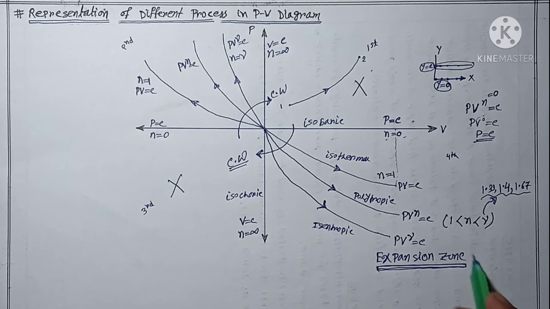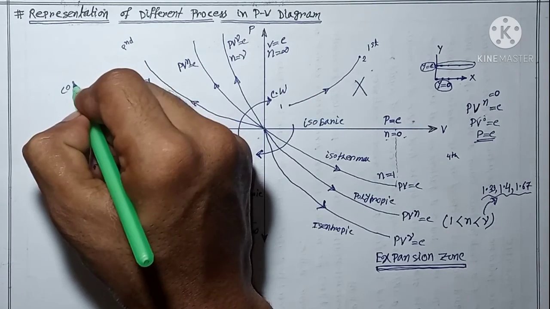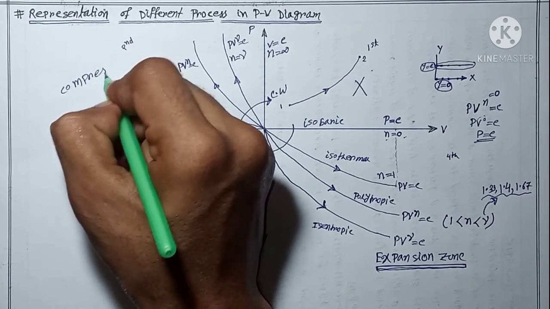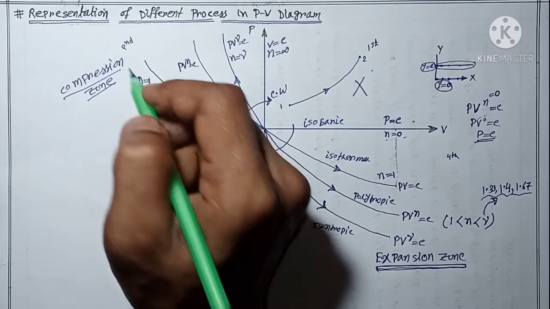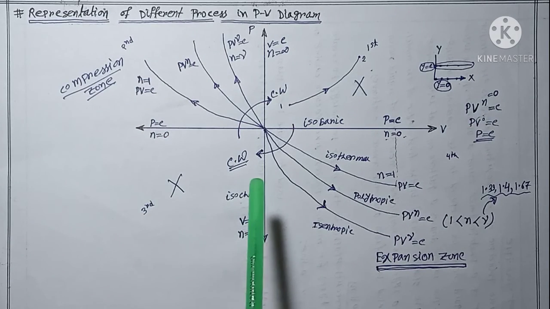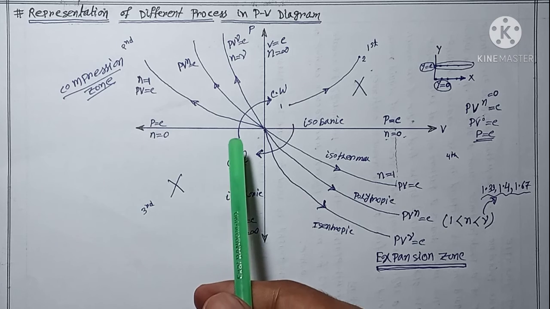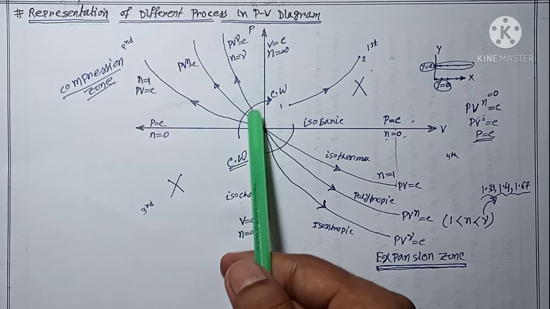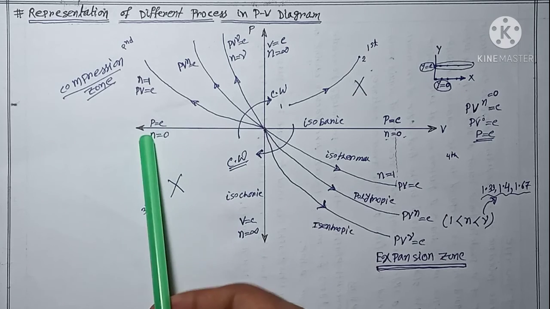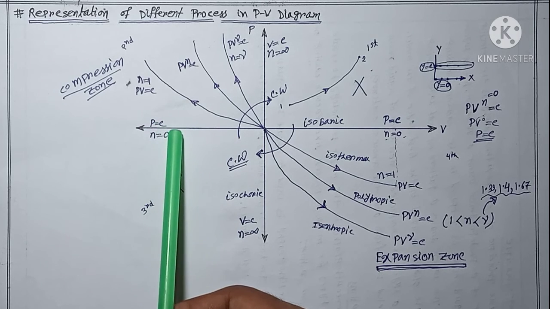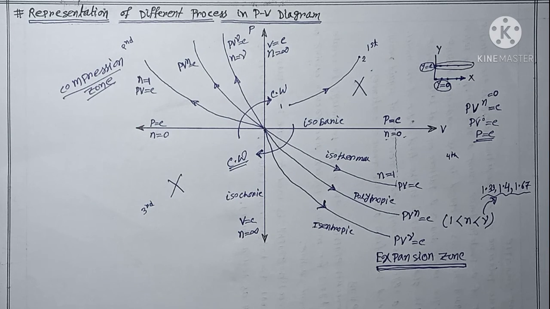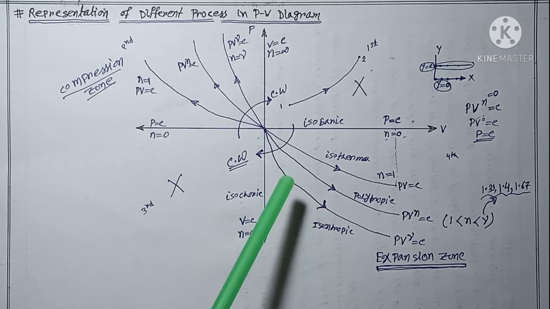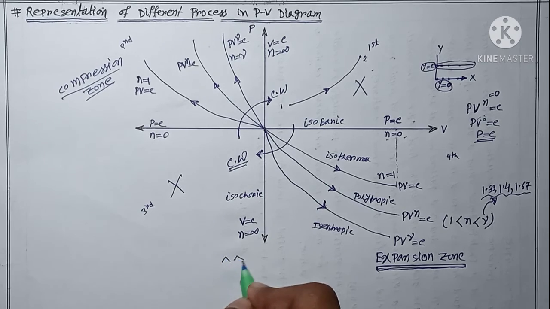Now here, if it is the expansion zone, then this zone is the compression zone. Why is it the compression zone? Once again you can observe from here, this one is volume. So as the pressure increases, this is the negative volume, so volume basically decreases, which represents the compression zone. So I think after watching this video, you will never find any difficulty drawing the processes in the PV diagram. So in this video, this one only.